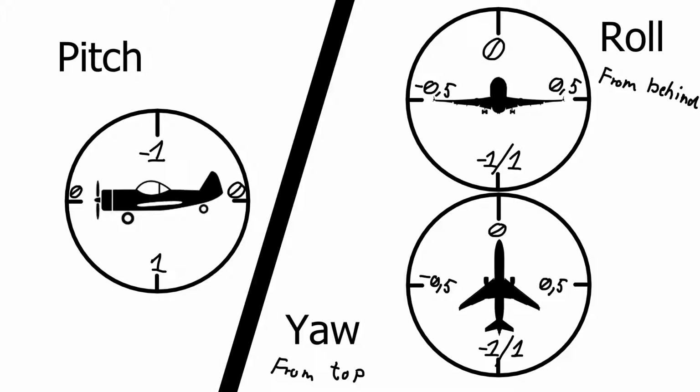If you take a look at pitch, the default position is 0, and if you go up, it goes to -1, then back to 0, then to 1, and then to 0. So it's basically double the amount of degrees of roll and yaw. Today I'm going to show you how to convert roll to pitch.